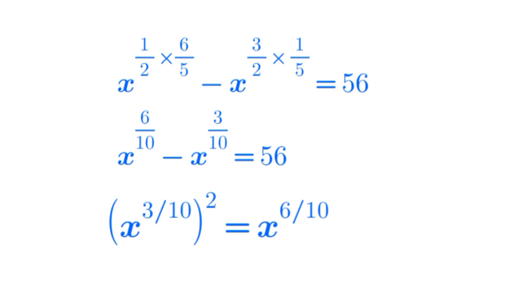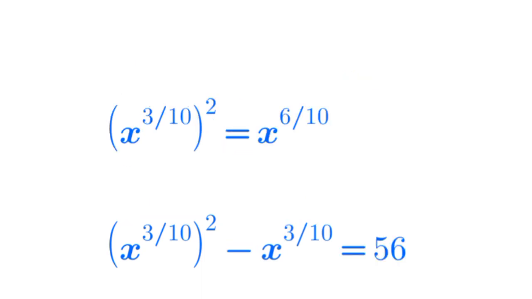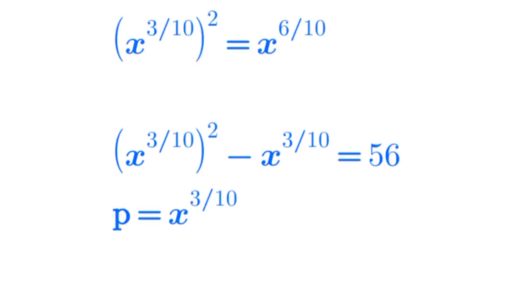So when we bring that back into our equation, we have (x^(3/10))^2 minus x^(3/10) equals 56. Now the next step we're taking in solving this question is to substitute. So we can say let p be equal to x^(3/10).